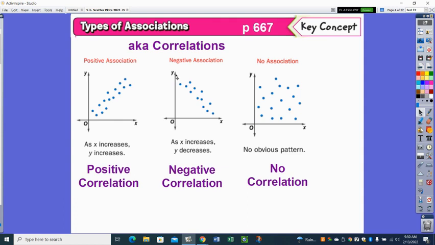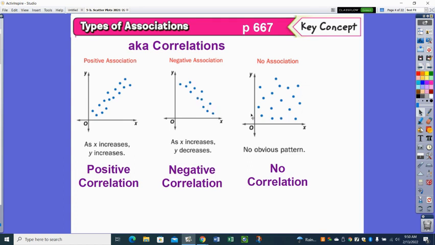Notice this time, as I go left to right, I see like a negative slope, right? That's a negative association, a correlation or connection. As the x increases this time, the y is going down. There's still a connection, but this time it's going down.